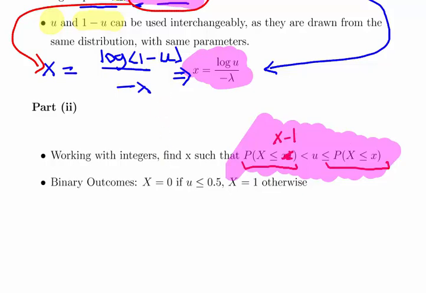A very quick example. Suppose we have a binary outcome. x equals 0 if u is less than 0.5, and if u is greater than 0.5, you have x equal to 1. Now I won't spend too much more time on that because I'm going to do a few of these examples of both the continuous and the discrete, so we'll leave it there.